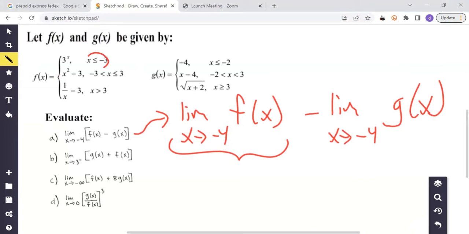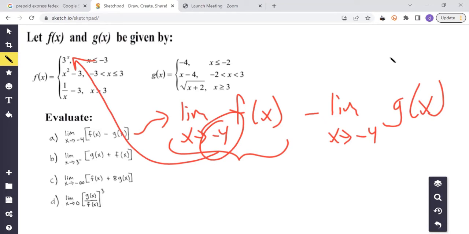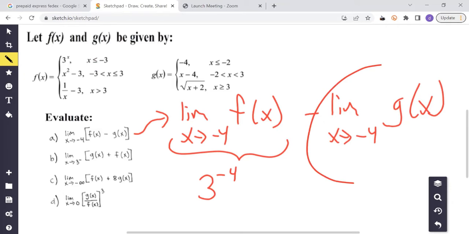So -4 lives there because -4 is less than or equal to -3. So take -4 and plug it in right there. And that'll give us 3 to the power of -4. Reaching for my calculator here. Leave this nearby. Now let's try here.